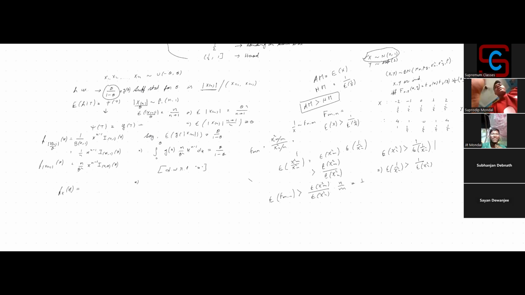This can be different, because if we have a negative magnitude higher than a positive, then we will check. Suppose you are taking the data as -2, -1, 0, and 1. The maximum of X is 1, but the maximum of the mod of them is 2, right? Okay, so just change the notation. That's all.